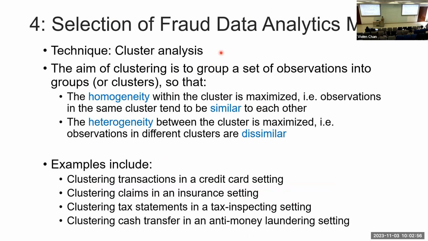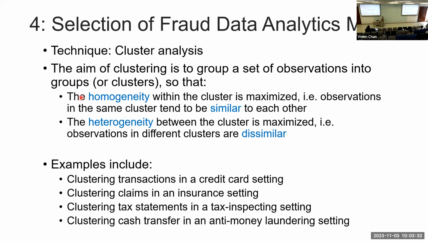So clustering analysis is one of the unsupervised learning techniques. The aim of clustering basically is to group all the observations into different clusters. By the clusters, what we want is homogeneity within the cluster. By homogeneity, it means that you want the data points within the clusters to be as similar to each other as possible. So that is homogeneity.